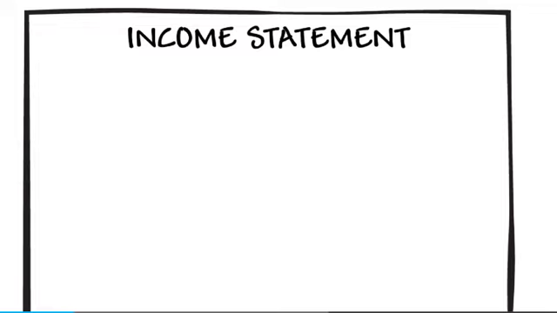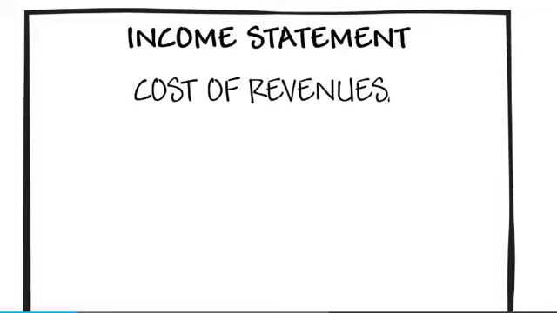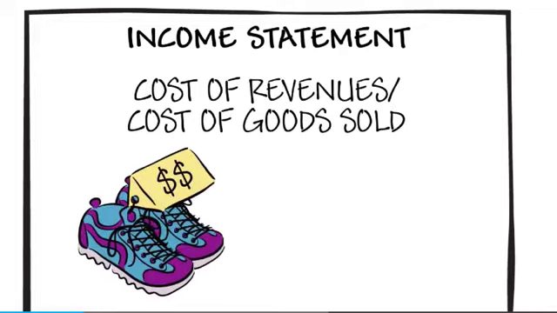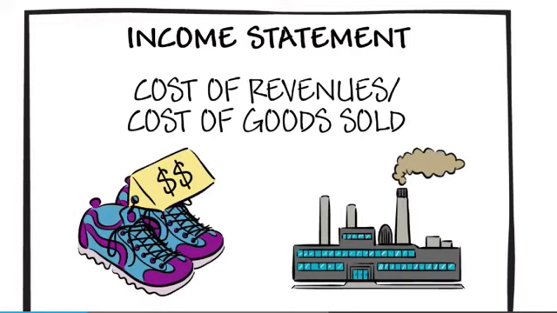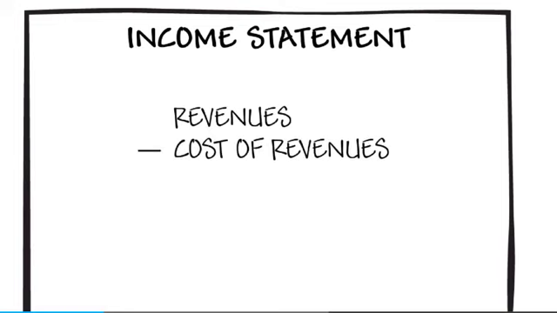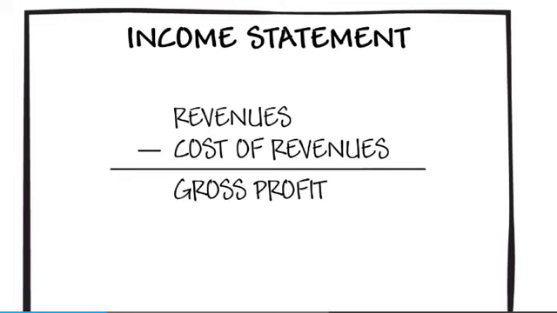The first category of expenses is cost of revenues or cost of goods sold. For companies that are merchandisers or manufacturers, this includes all costs associated with buying or making the inventory that they sold during the period. On the income statement, revenues less cost of revenues equals gross profit.